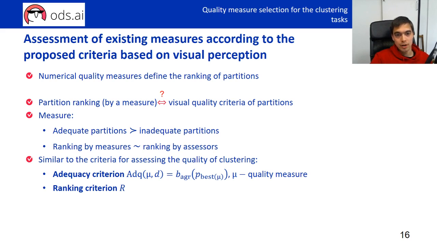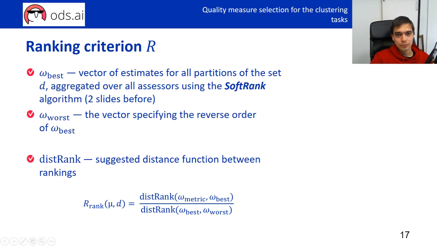In the same way as the criteria for assessing the quality of clustering, we introduce the criterion of the measure's adequacy. It is the adequacy of the best partition from the point of view of the majority of assessors. And the ranking criterion, which is the normalized distance between the orders of the partitions given by measures and assessors. The formula is on the slide.